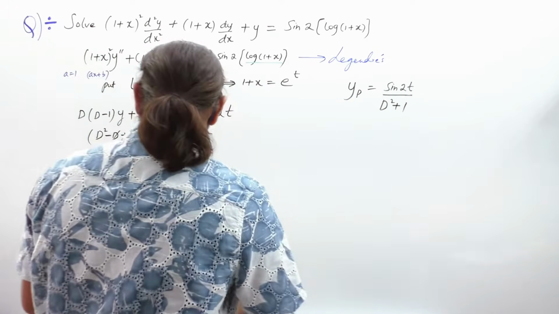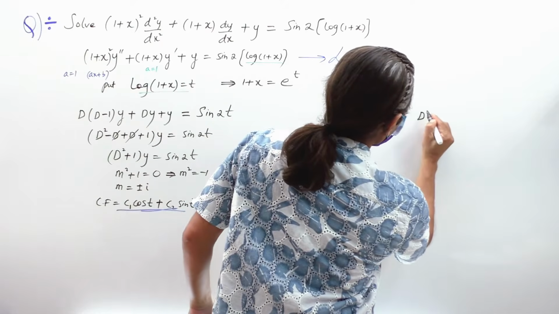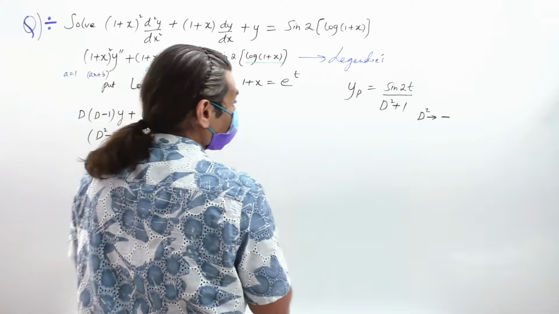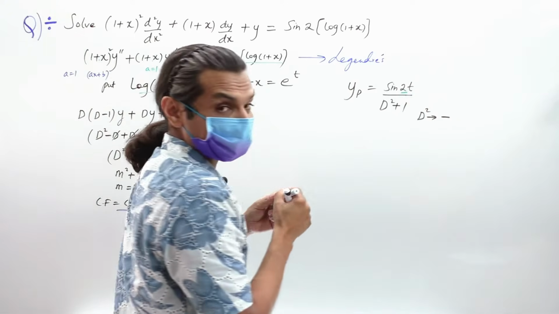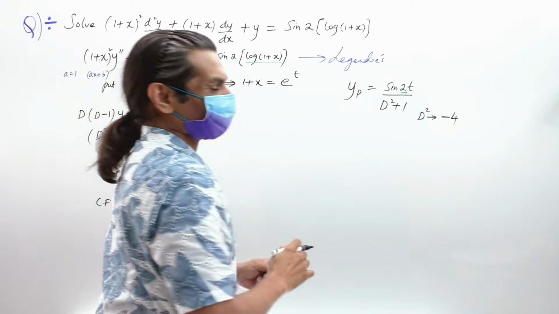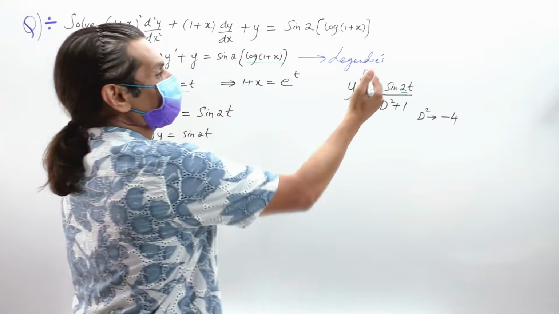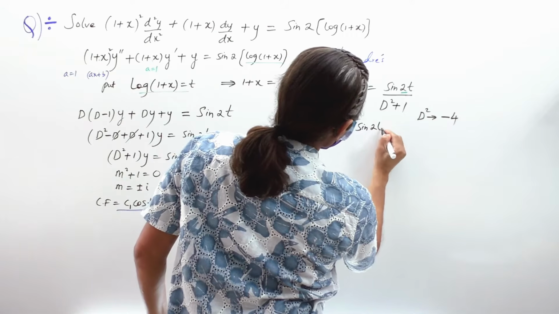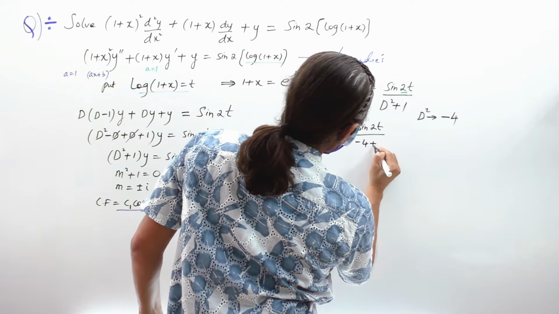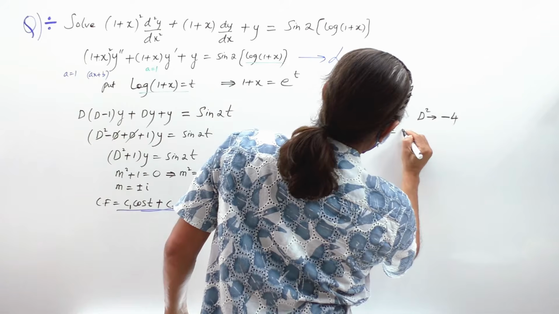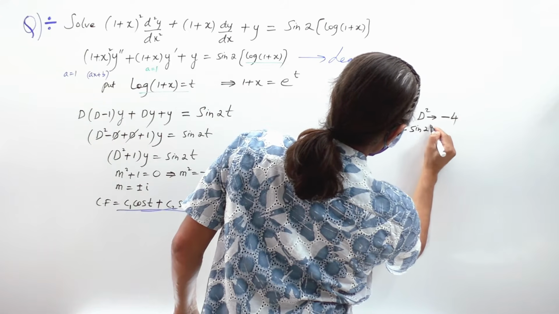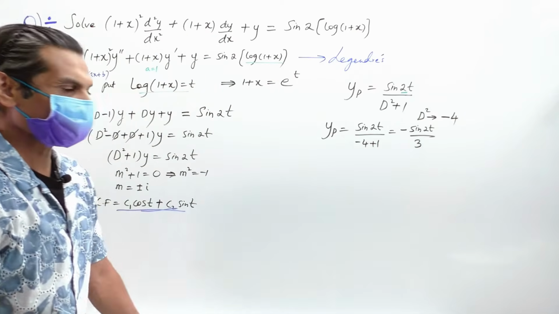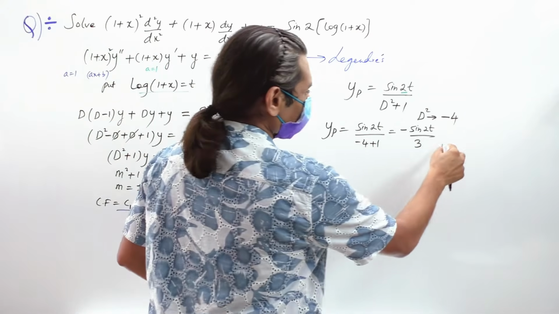And here this is very simple. So we replace D squared by minus a squared. What is a? See here, what is a? It is 2, so minus 4. That's all. So wherever there is D squared, put minus 4. So we have yp, that is the particular integral, is sin 2t divided by minus 4 plus 1, that is we get minus sin 2t by minus 3. So minus sin 2t by 3. That's it. So I got the particular integral.